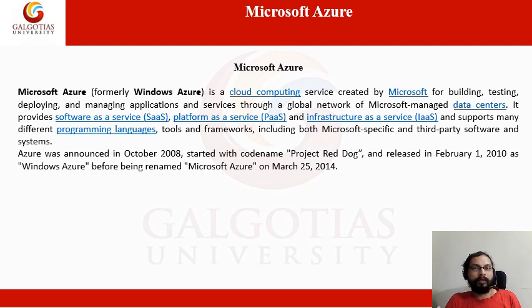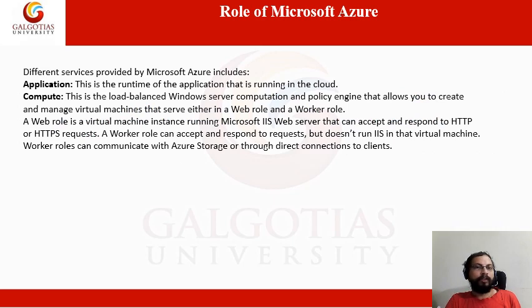The announcement or launching of Microsoft Azure was done in October 2008 under the code name Project Red Dog. After that it was released as a full beta version on February 1, 2010 as Windows Azure. Now the name has evolved and changed, different kinds of services have been incorporated and added, and it was renamed Microsoft Azure on March 25, 2014.